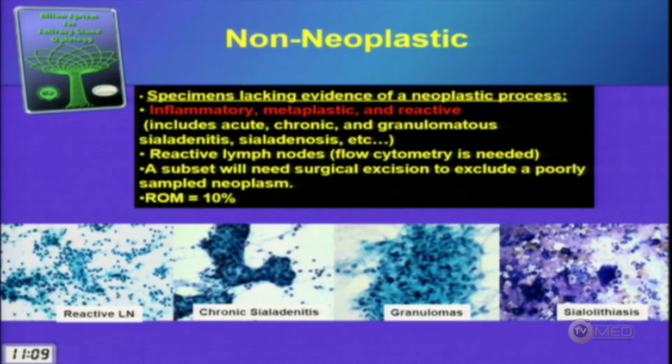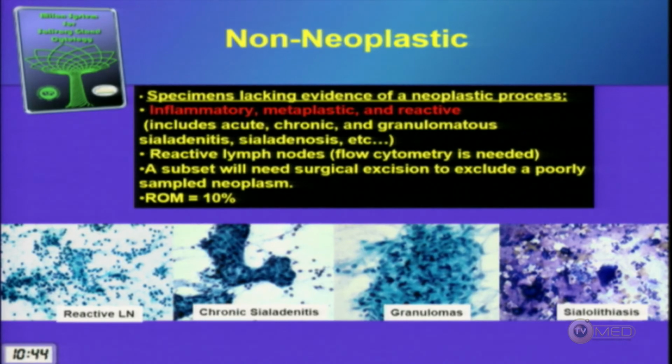Now, the non-neoplastic category, these are mostly inflammatory conditions, so acute, chronic, and granulomatous sialadenitis. It also includes reactive lymph nodes. So if you get an FNA of one of these periparotid or intraparotid lymph nodes and you have negative flow cytometry, you can call it reactive, and it would be in this non-neoplastic category.